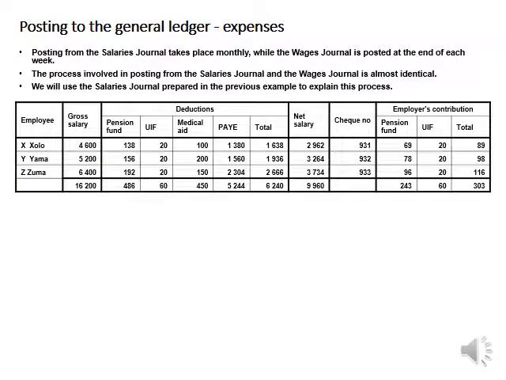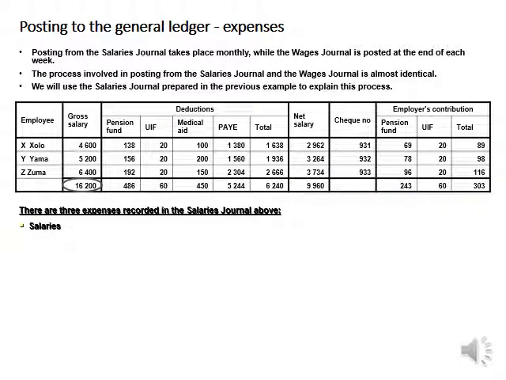So there's the journal. If we look at that journal, there are 3 expenses. That is an expense to the business. The salary amount, the gross salary, is what it costs the business. 16,200. That is an expense to the business. What else are expenses? Contributions. The pension fund contribution as well as the UIF contribution. Those are the expenses for the business.